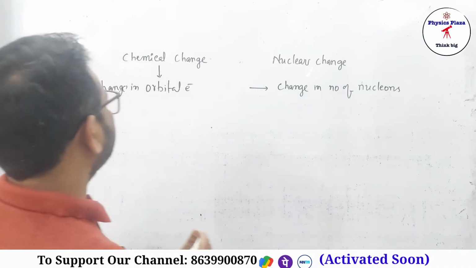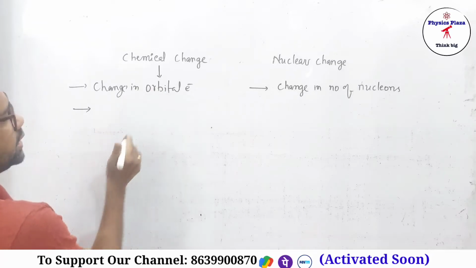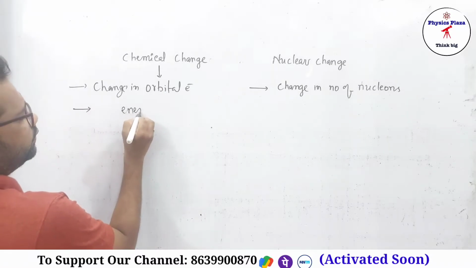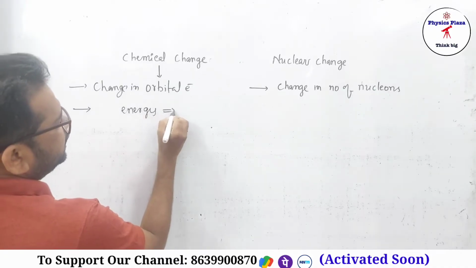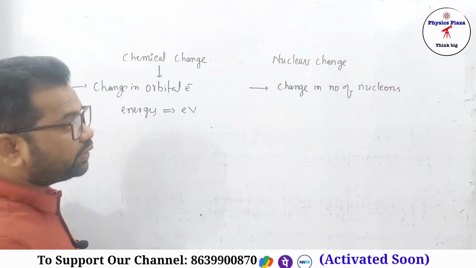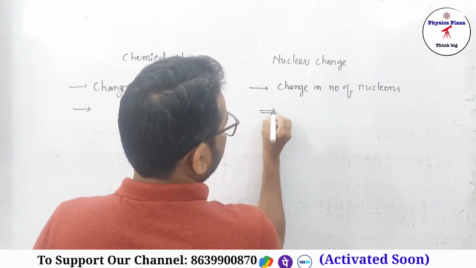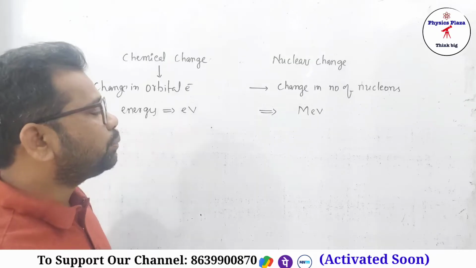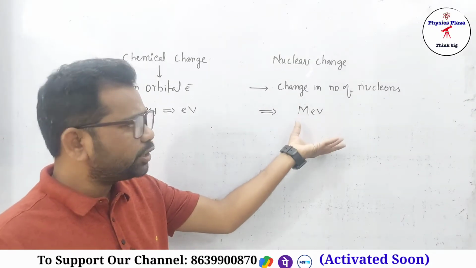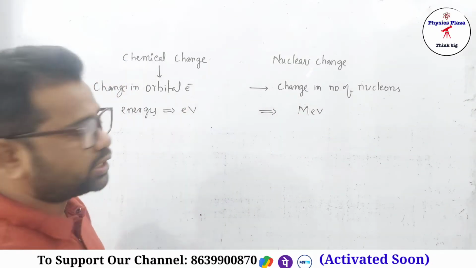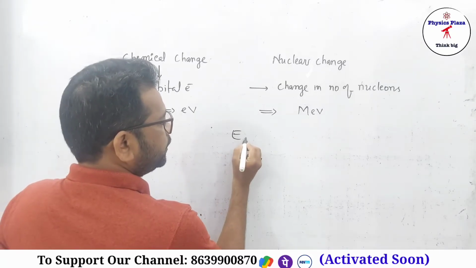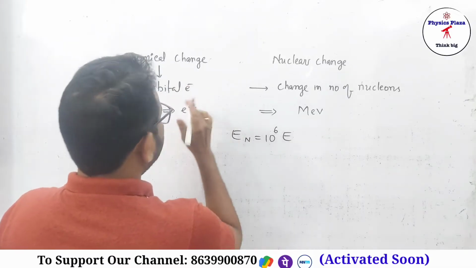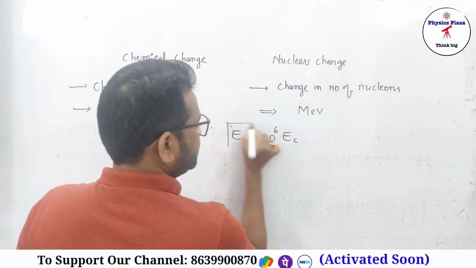Chemical change can occur at room temperature also. The energy required is very small, in terms of electron volts. But the energy required for a nuclear change is in terms of mega electron volts. So the energy required for a nuclear change is almost 10 power 6 times that required for a chemical change. Is it clear?